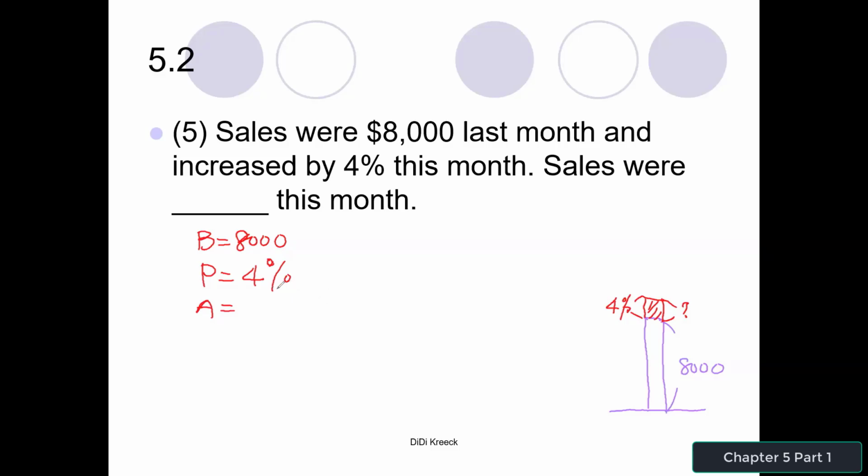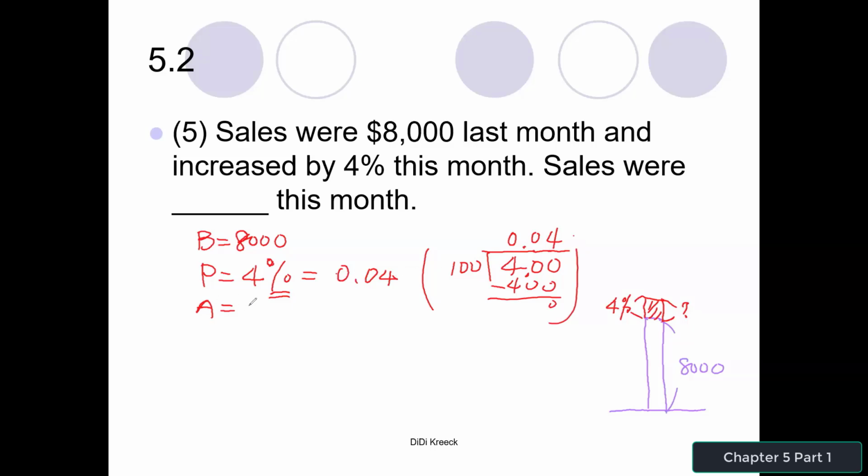Okay, so to find the amount, we need to convert our 4% into a decimal. Percent means per 100 or over 100. So we simply divide 4 by 100. 100 goes 0 times. Add a 0. Add one more 0. And then 100 goes into 400 four times. So here it will be 0.04.